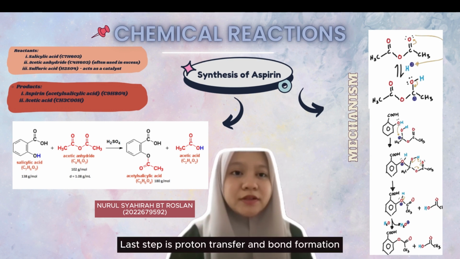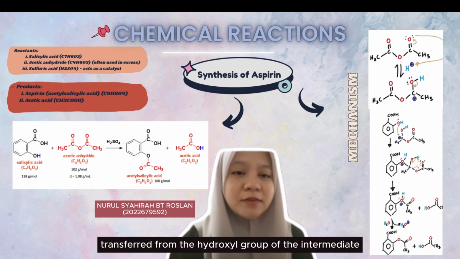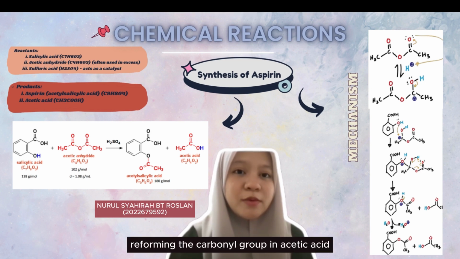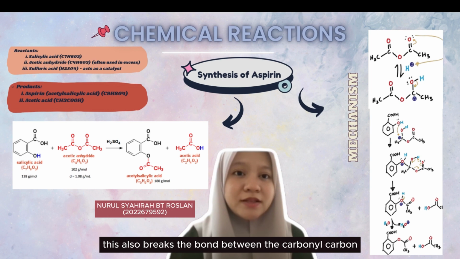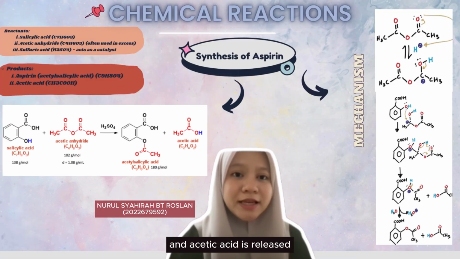The last step is proton transfer and bond formation. A proton is transferred from the hydroxyl group of the intermediate back to the nearby oxygen atom, forming the carbonyl group in acetic acid. This also breaks the bond between the carbonyl carbon of the acetyl group and the anhydride, forming an ester linkage between the salicylic acid and the remaining acetyl group. The final product is aspirin, and acetic acid is released.